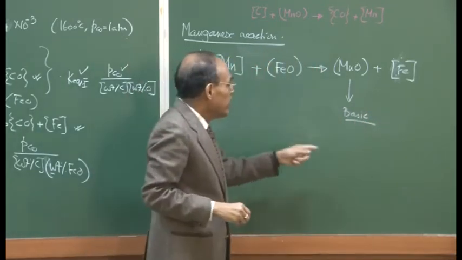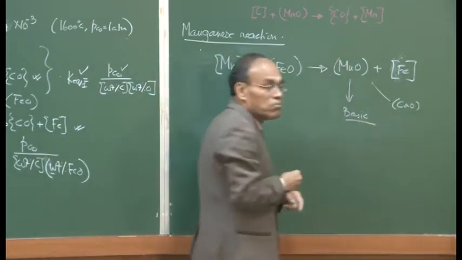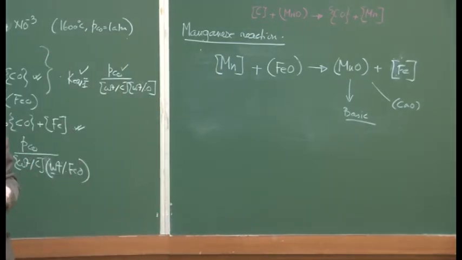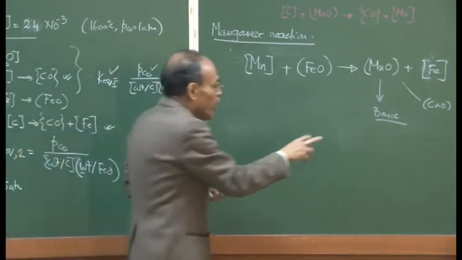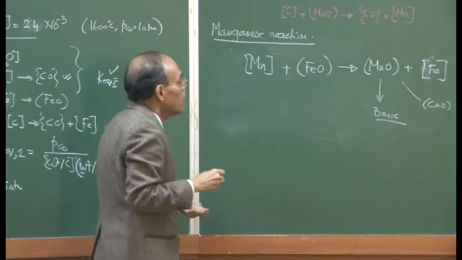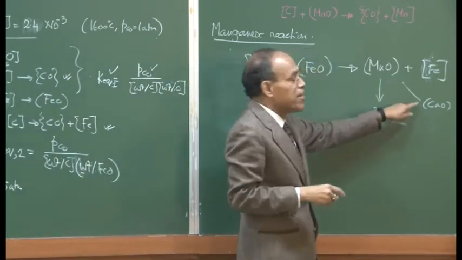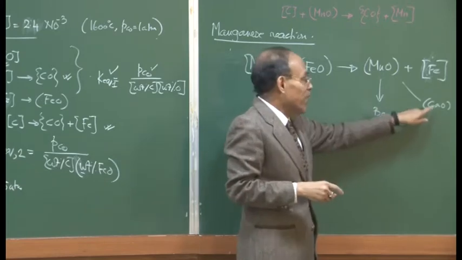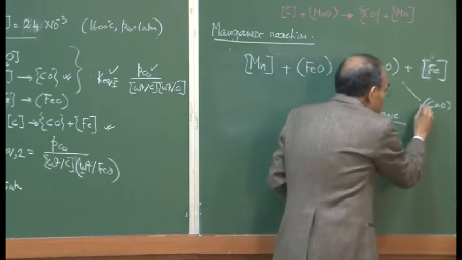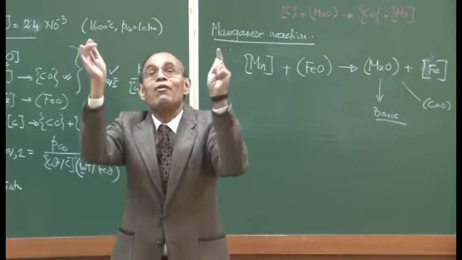And in the slag I also have more CaO, so the basicity of the slag is higher. There is a conflict between this oxide and that oxide. These are like criminals in the same area. This is a bigger criminal, this is a smaller criminal. So in the presence of calcium oxide, manganese oxide in the slag is restless. It wants to run away from the slag.